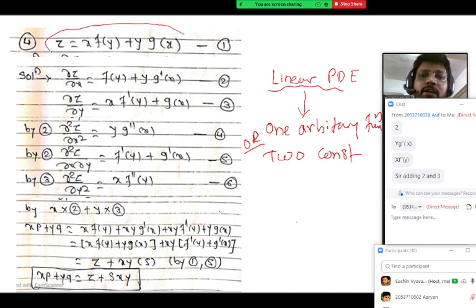On the screen it is written z equal to x f(y) plus y g(x). It contains two arbitrary functions. As it contains two arbitrary functions, it corresponds to the second order differential equation that we observed at the end. At the end we have x p plus y q is equal to z plus s into xy. That s itself indicates it is a second order differential equation, because the highest order differential coefficient present in the equation is s, which is del 2 z by del x del y. That gives us the order of the differential equation.